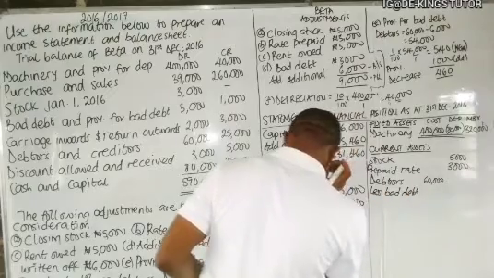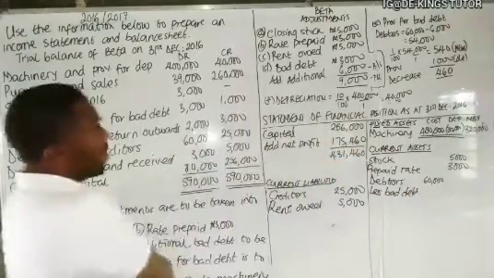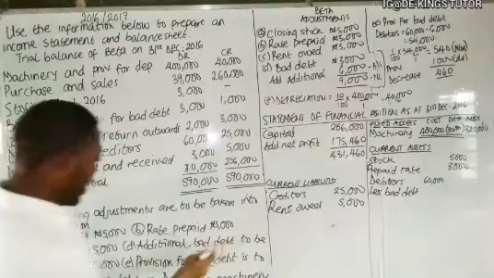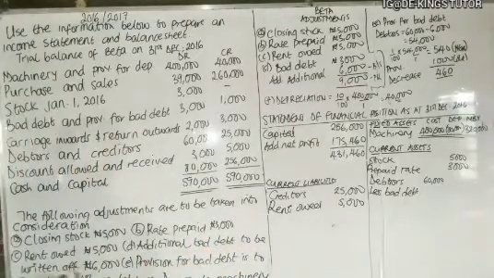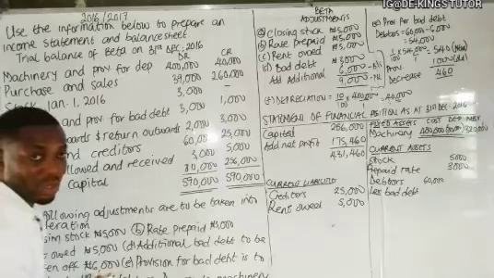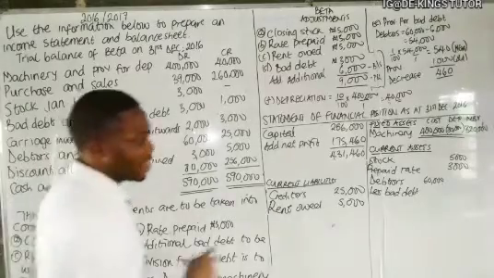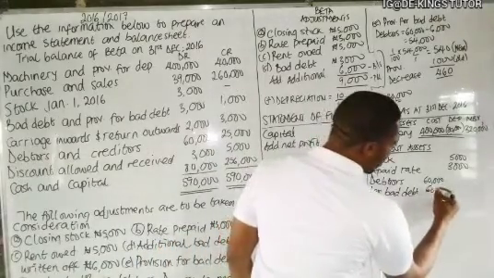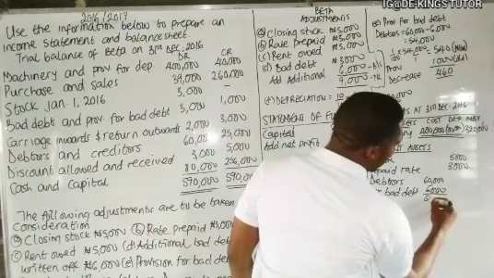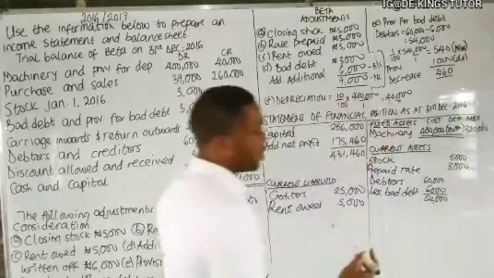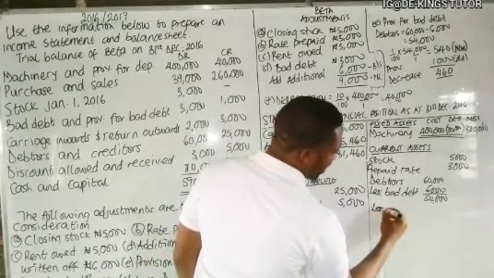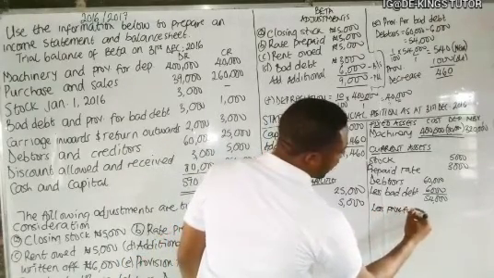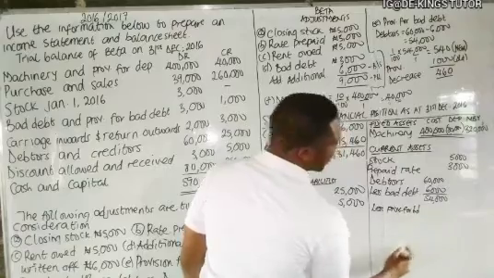Now remember the additional bad debt. That is what I'm going to list. Additional bad debt is 6,000. We deduct it to give us 54,000 before we less our provision. Then less provision for bad debt. Now look at the provision.